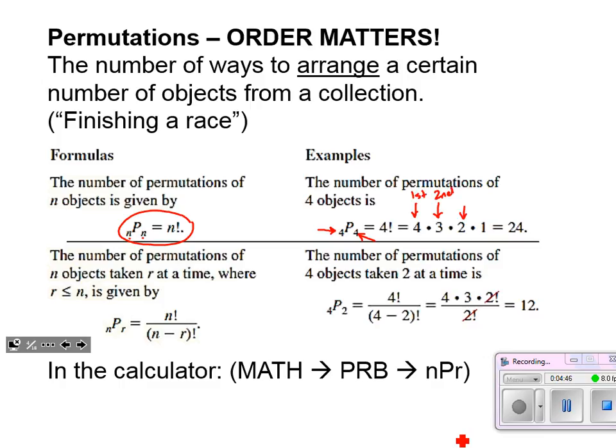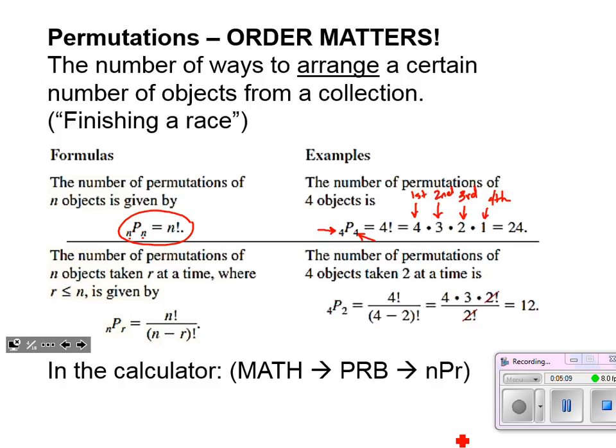And then after that person crosses, there are only 2 people contending for third place. And then finally, there's only 1 person left running that could possibly take fourth place. But again, maybe we're not going to look at this whole field of four runners. Maybe we're just going to say, well, how many different ways could they finish first and second?